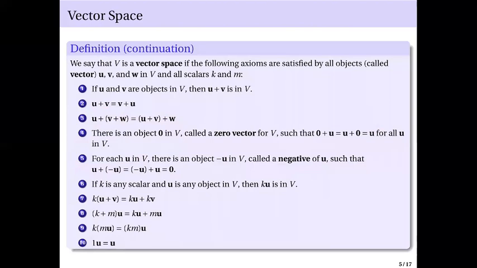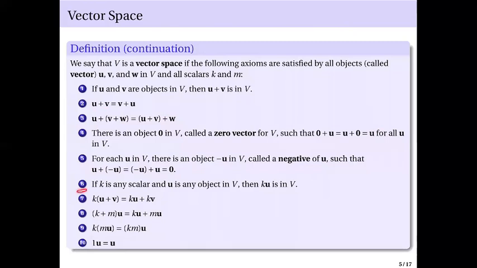So these first 5 axioms, well, these 4 axioms here, you are familiar with that. In fact, the other axioms also, you are familiar with that because we have these properties already.